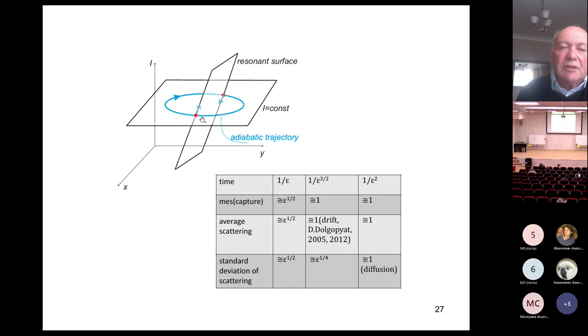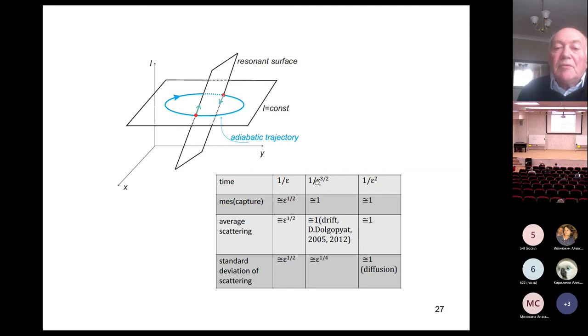our closed trajectory of our slow motion. And the resonant surface is sort of inclined to this plane. So in the process of motion, we cross this resonant surface many times. What's going on here? On the time of order one over epsilon, so on the time of order one or several crossings of the resonant surface, we have a capture of measure square root of epsilon. We have a scattering of measure of order square root of epsilon, but we consider it as a random value, and it has a non-zero average, which is of order square root of epsilon, and we have some deviation. This is on this time interval.